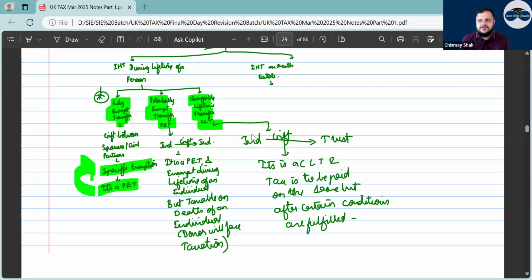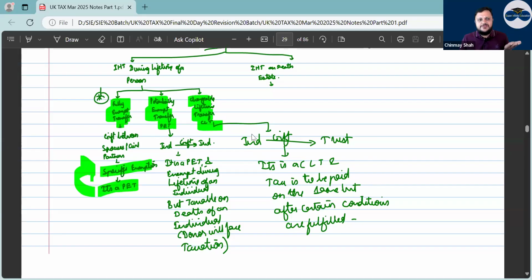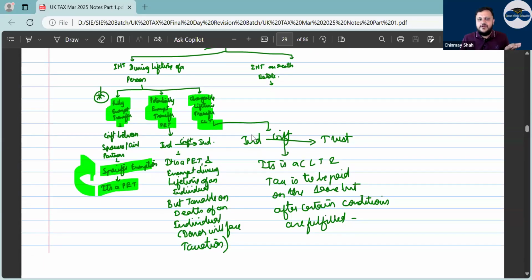One is a fully exempt transfer, between spouses. Whenever a gift is given by a husband or spouse one to spouse two, or civil partners also, correct? Gifts between spouses are fully exempt. It is a specific exemption. Then there are PETs or potentially exempt transfers.